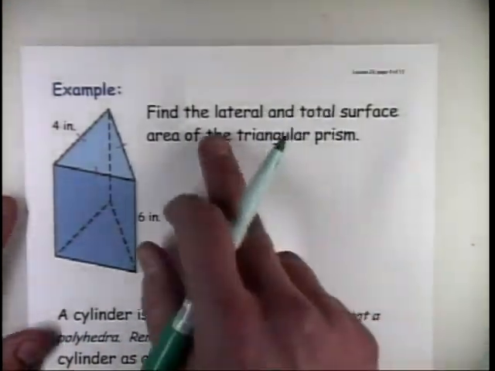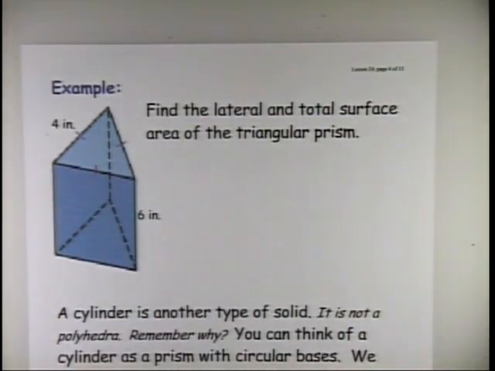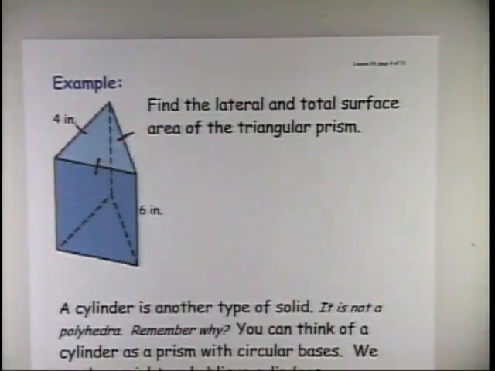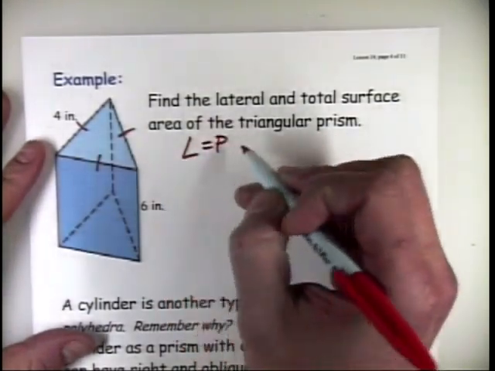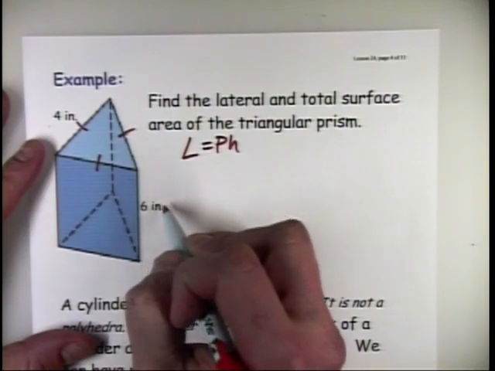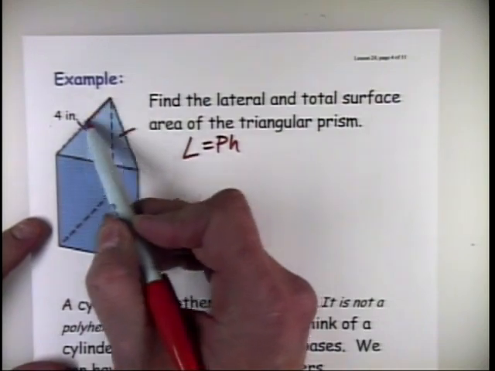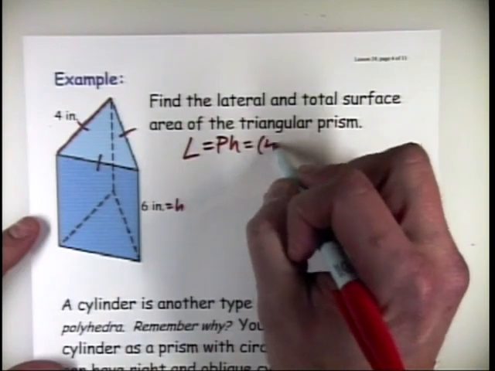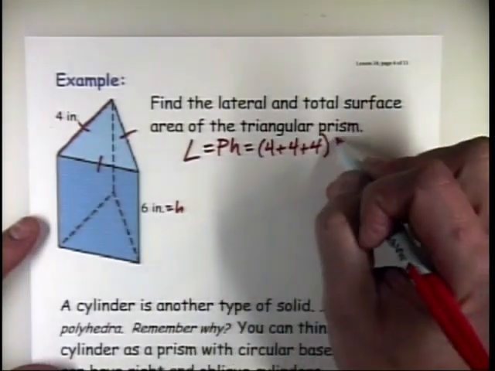Let's look at an example. We want to find the lateral and the total surface area for this triangular prism. So notice that it is a regular prism because the base is an equilateral triangle. Let's do the lateral surface area first. Remember, the lateral surface area is the perimeter, P, times the height. Well, 6 is labeled to be this side. That's going to be H. And the perimeter of the base. Well, I know that one of the sides is 4, but because it's equilateral, they're all equal to 4. So let's go ahead and plug in. The perimeter is just 4 plus 4 plus 4, or 4 times 3, times the height, which is 6.